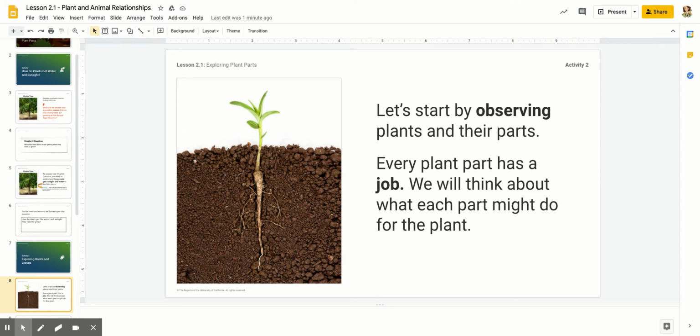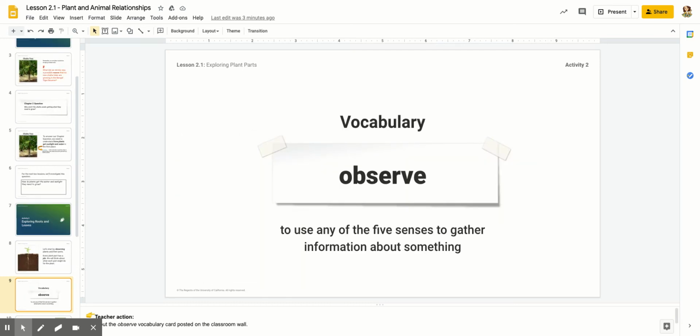In the video, you learned about the parts of the root, the stem, and the leaves. Put all of those ideas together, boys and girls, and think about how they help the plants. Remember, when you observe, you use any of the five senses to gather information about something.